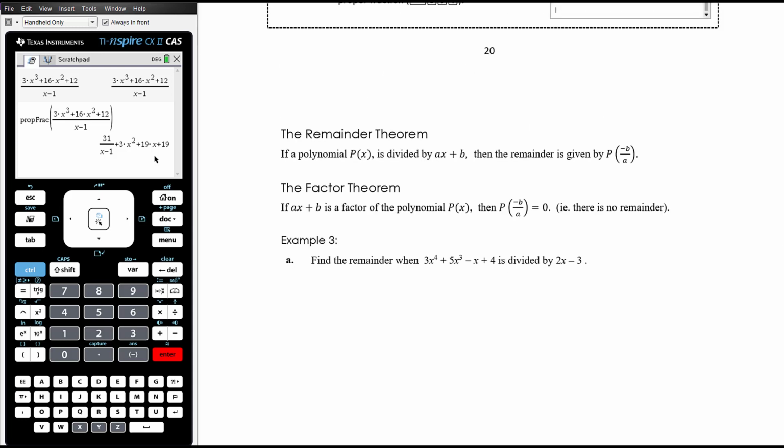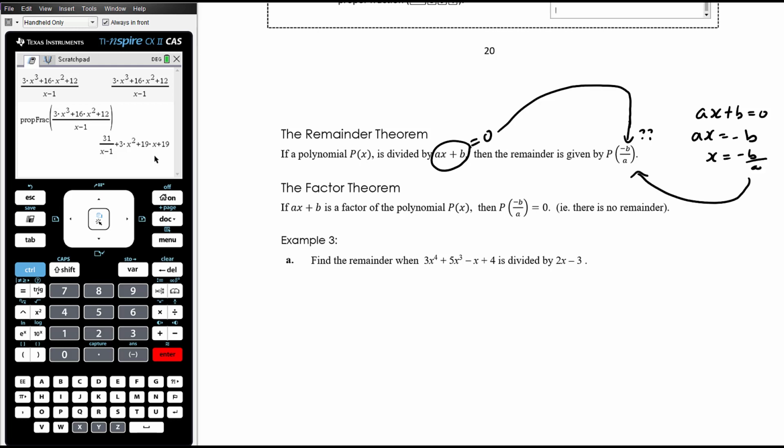So the way we work out what we need to substitute into the polynomial is we take our linear factor, we make it equal to 0, and we solve for x. So if you solve ax plus b equal to 0, that means we get ax equals negative b, x equals negative b on a. That's what I need to sub in to work out the remainder.